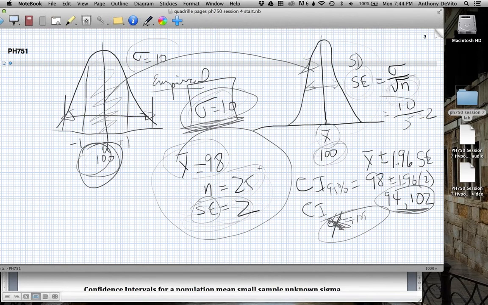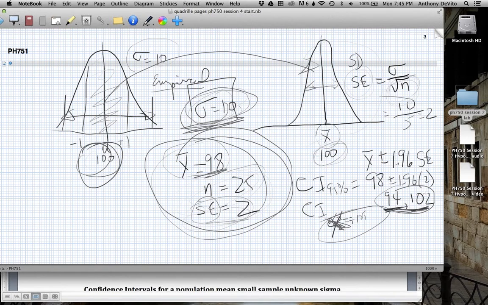Based on this sample data, I would have been correct in saying, well, my sample mean was 98, but I know my standard error based on my sample size and my population standard deviation, so I can predict that I can be 95% sure that the real population mean is between 94 and 102. It worked out for us this time, right? What percentage of the time will it work out for us? It's called a 95% confidence interval, so it's going to work out 95% of the time.